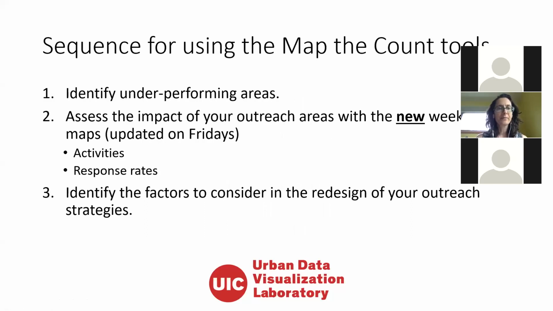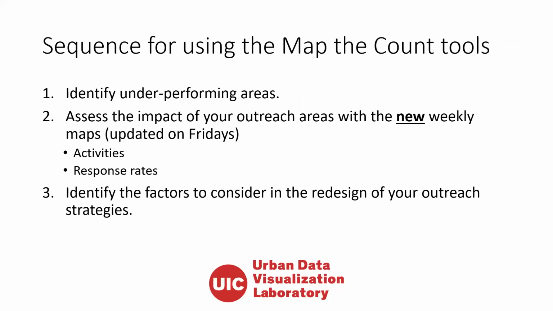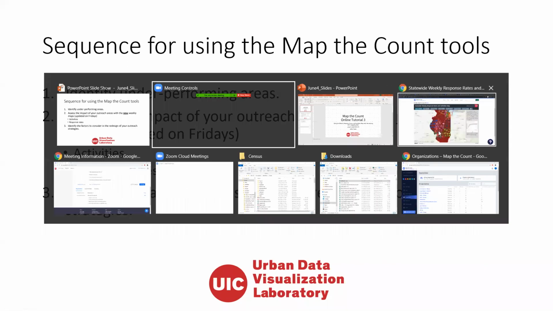Yes, sure. So there's a sequence for using this new tool in addition to the other tools. We've already showed you how to do some of these before, how to identify underperforming areas. We'll go over this again. I'm just going to give you an overview of what we're doing today. And then the new tool to show activities and response rates over time, and then how you can identify the factors and go back to the other maps to help redesign new outreach strategies using the information from the previous steps. So let me jump right over to the maps.